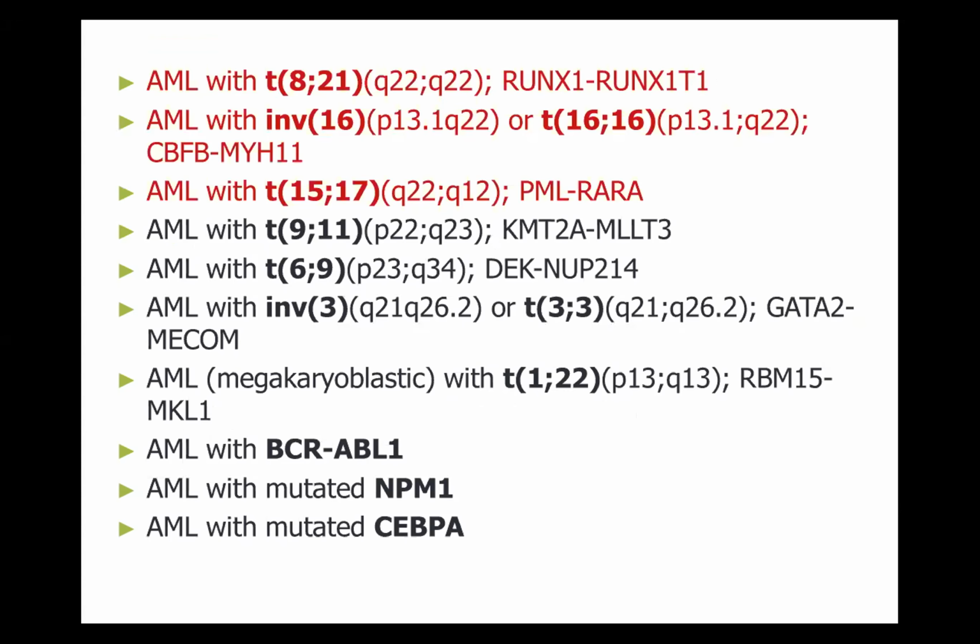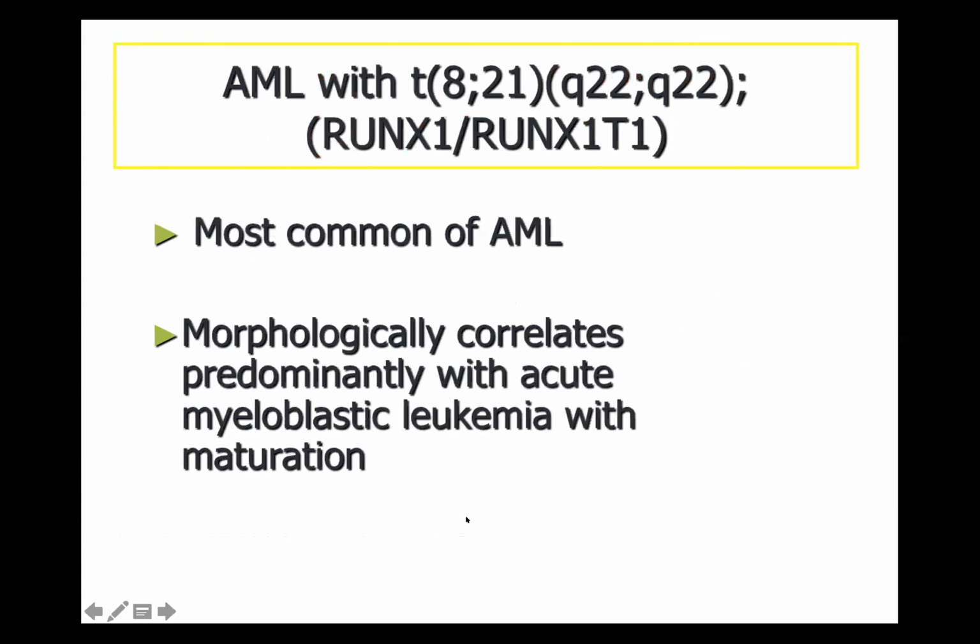Other types are translocation 9;11, translocation 6;9, inversion 3 or translocation 3;3, translocation 1;22, and then we have the newer AML with BCR-ABL1, AML with mutated NPM1, and AML with mutated CEBPA. So we'll start one by one. Let's start with translocation 8;21.